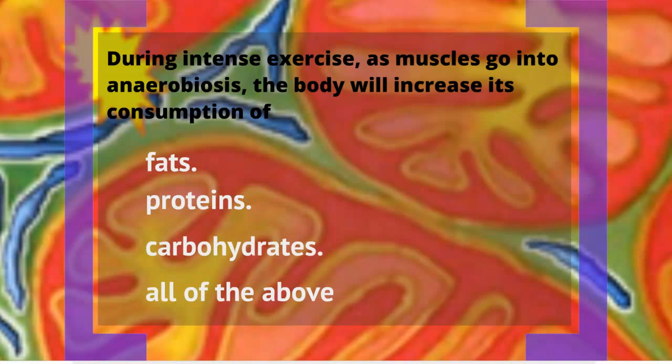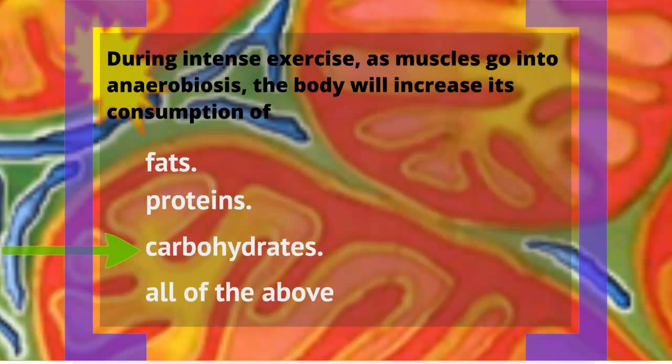Let's see if you've got the idea. Refer to the picture you just drew to help you answer this question. During intense exercise, as muscles go into anaerobic conditions, the body will increase its consumption of fats, proteins, carbohydrates, or all of the above. Think about which process needs oxygen, and if we don't have the oxygen, which process will proceed, and which of those macromolecules can be part of that process.